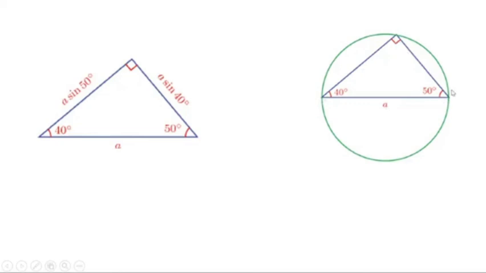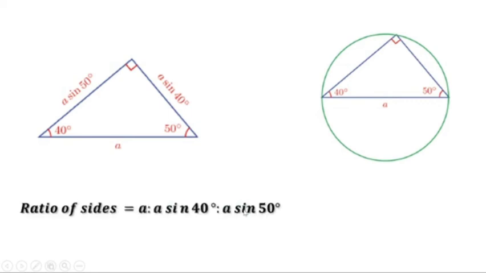Now look at the circumcircle of this triangle. If one side is A, then the remaining opposite of 40 is A sin 40 and opposite of 50 is A sin 50. Then the ratio of the side is A is to A sin 40 is to A sin 50. That is 1 is to sin 40 is to sin 50. In this case A is your diameter.